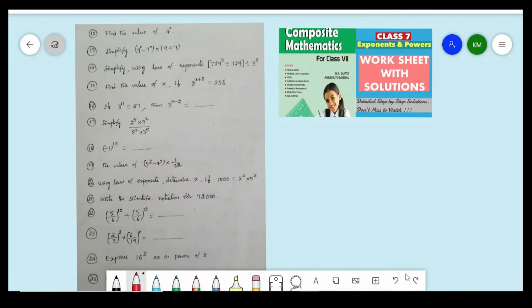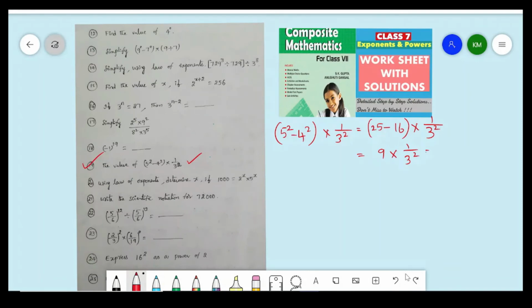Let us move to the next problem, number 19. They are asking to find out the value of the given expression. Here they have given 5 square minus 4 square, multiplied by 1 over 3 square. Observe very carefully. 5 square means 5 multiplied by 5, that is 25, minus 4 raised to the power 2 means 4 multiplied by 4, that is 16. This entire value is again multiplied by 1 over 3 power 2, that is equal to 25 minus 16 is 9 multiplied by 1 over 3 square.